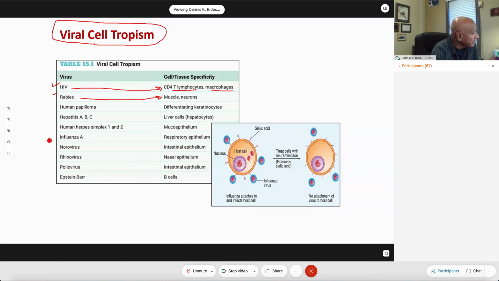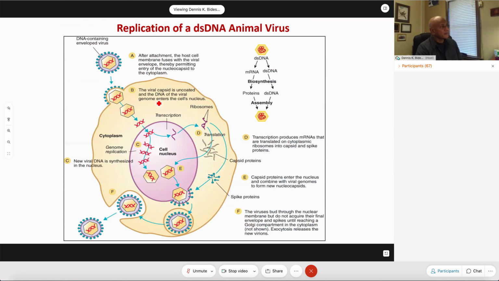The other one is influenza virus. Think about that: it's a respiratory disease. So these viruses don't infect blood cells. What they infect are the cells that line the respiratory passages. So those are the major ones. Again, as we go along, I'll mention a few, but for now, keep in mind that some viruses are very specific to the cell that they infect. All right? Now, we just talked about the life cycle of a bacteriophage.